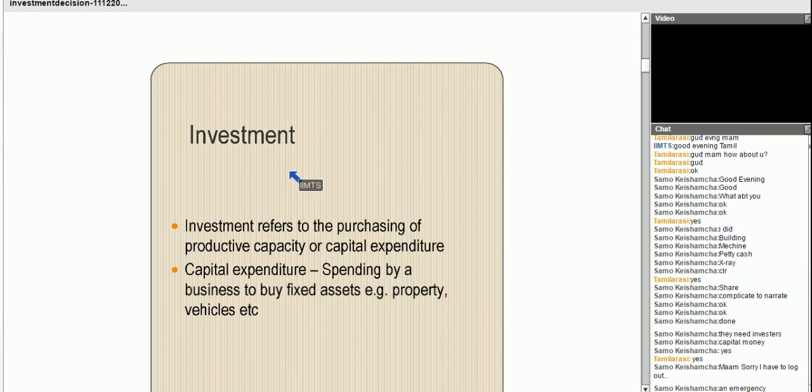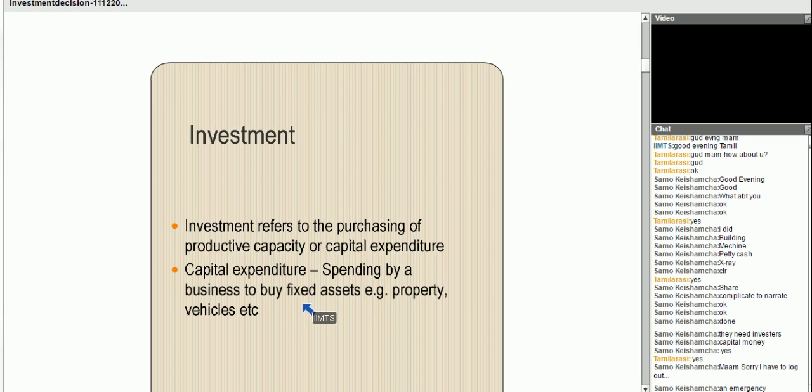Okay, so what is investment? It refers to the purchasing of productive capacity, or capital expenditure. If we purchase a home, then that is an investment for us. If we purchase a property, or a piece of land, that is an investment. We are purchasing it for the purpose of earning more money in the future by reselling it, or maybe we can build a home on that land and live in it. So investment means how much we are going to spend on capital property.